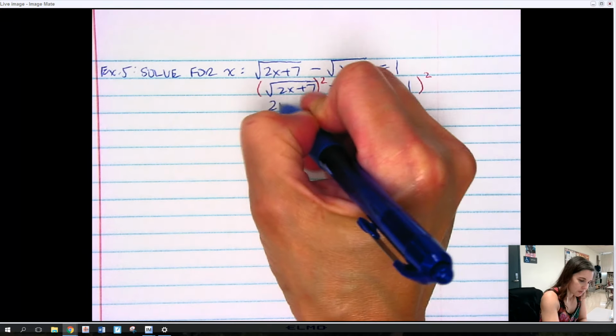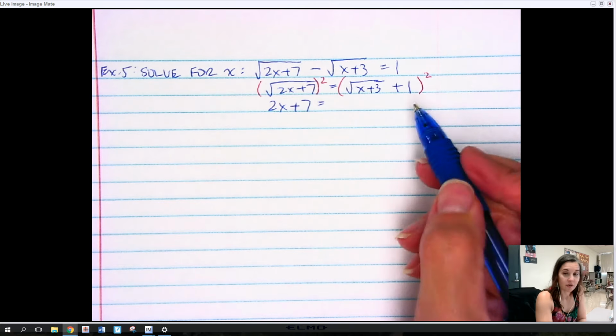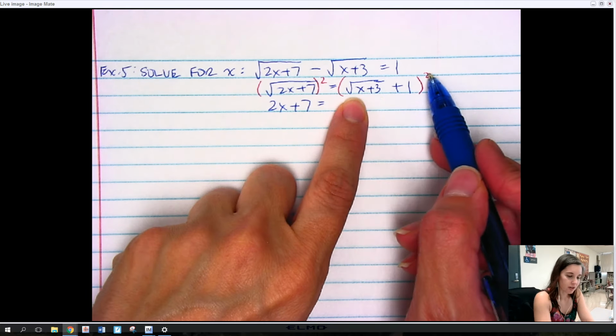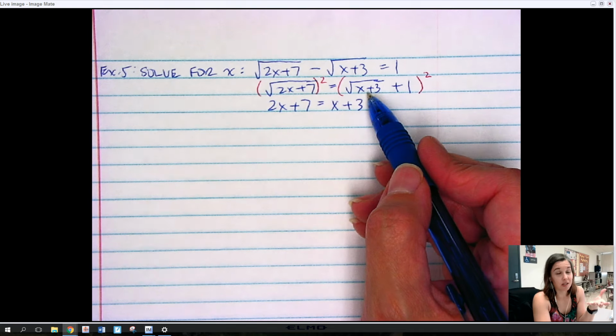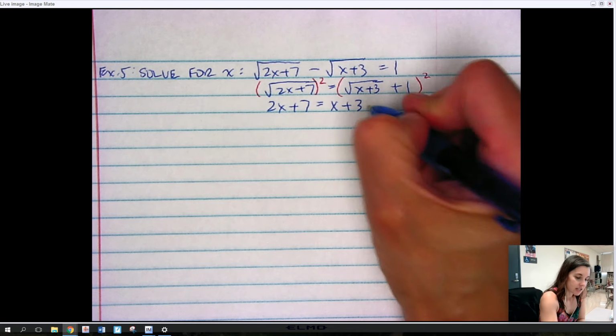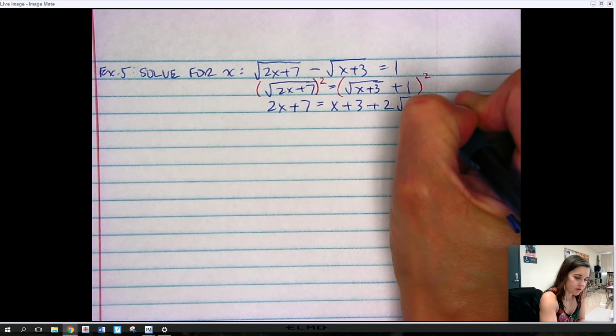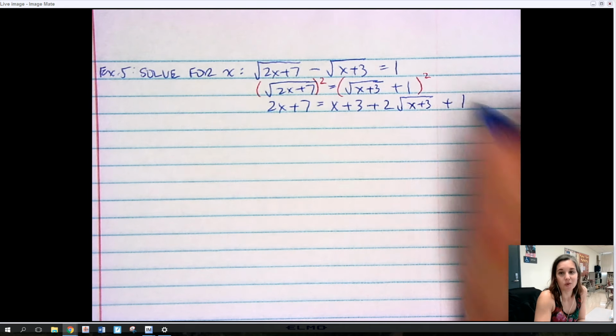Those cancel out, leaving me with 2x plus 7. And over here, I'm going to use my pattern. So if I square the first, the square and the square root just cancel out. If I multiply 1 times that, it's just root x plus 3, but when I double it, it's 2 of those root x plus 3's. And then square the last is 1.